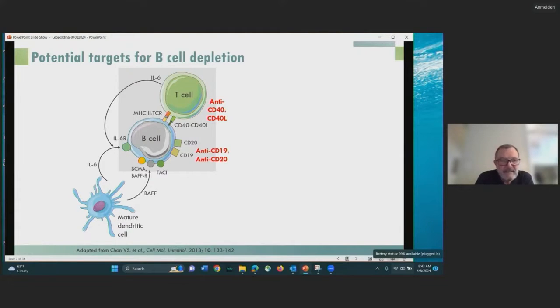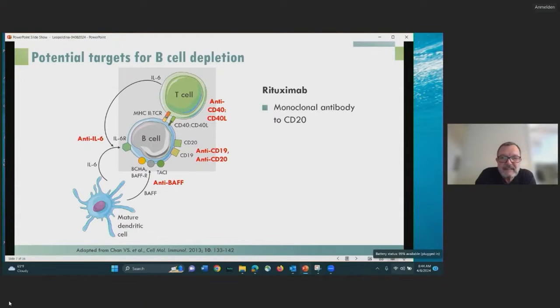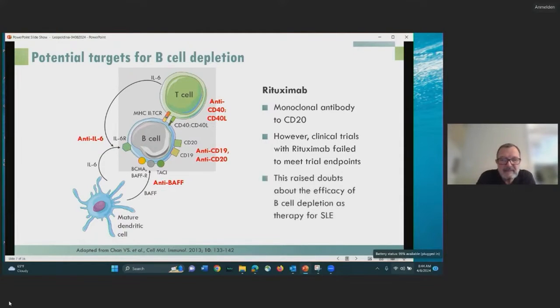As you already heard, rituximab was high on this list, but also antibodies to a growth factor called BAFF or cytokines such as IL-6. But if you take the example of rituximab, it was with high anticipation and perhaps fanfare that it was trialed in three different clinical trials, but each of those failed to meet trial endpoints. And so several people felt that this raises doubts about the efficacy of B-cell depletion therapy for lupus.